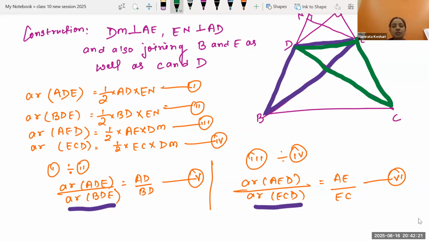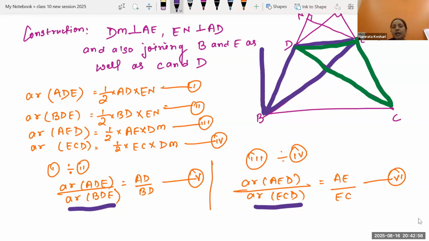Why will the areas be the same? Because these two triangles, the purple one and the green one, lie between two parallel lines, DE and BC, and have the same base. You can see the base is DE for the purple triangle and for the green triangle. If we try finding the area of the triangle, we can drop a perpendicular. Just a second, let me show you why the area will be the same.